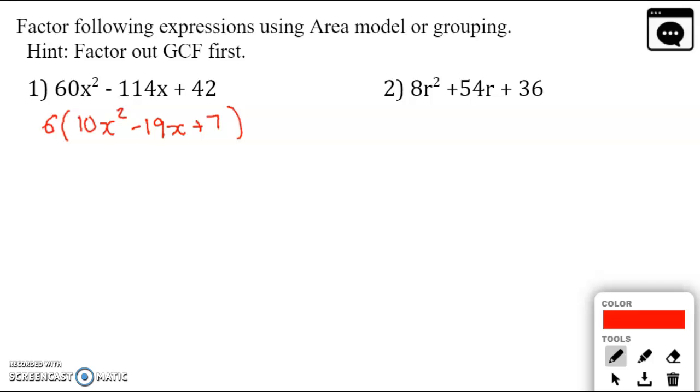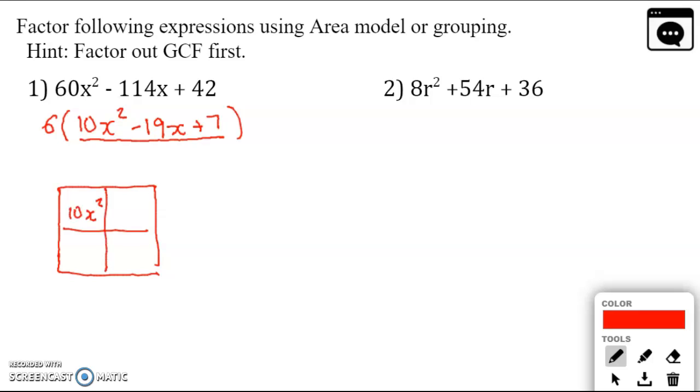Okay, so let's just do that. I'm going to use the area model for this one. I'm going to use the grouping method for this one, and you should get the same answer. All right, so area model. Now I am just dealing with this expression here. Okay, so I am dealing with my area model here. The first number that goes in is 10x squared because that's the first term. And then the last term is plus 7. Now I need to solve my diamond.